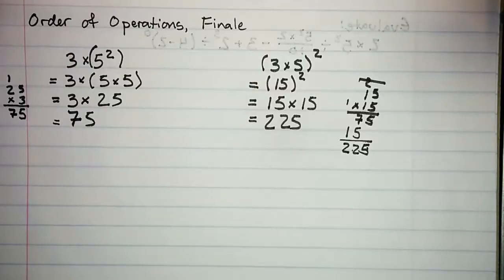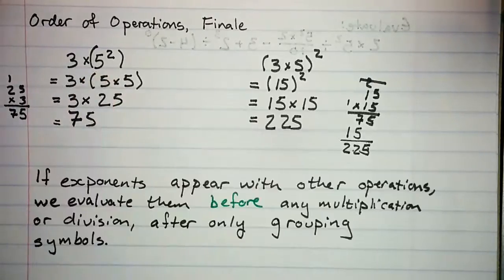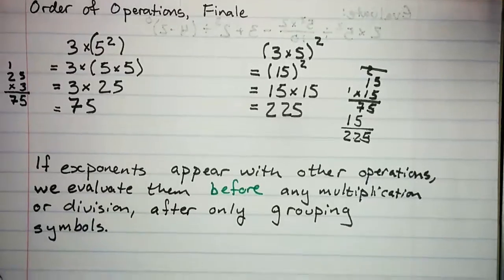So we see that it does matter. So what do we choose? It turns out we choose this one. If exponents appear with other operations, we evaluate them before any multiplication or division, after only grouping symbols. So we can now state the full order of operations.